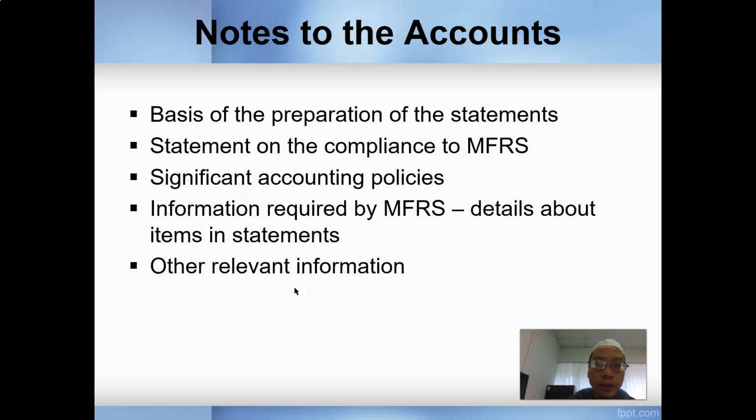In the notes to the accounts, companies will also disclose information that is required by MFRS. For example, the details about items in the statement. When MFRS requires them to disclose more detail about the items that appear in the statement, they would show it in the notes to the accounts. And then companies may also put other relevant information inside the notes to the accounts.